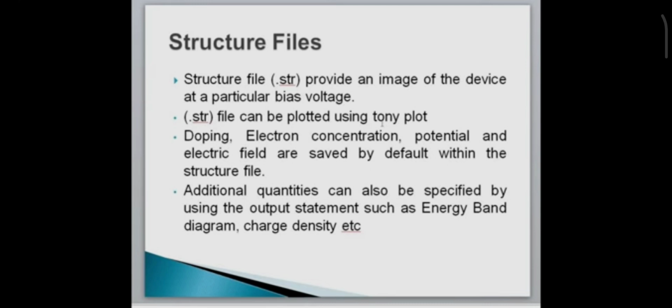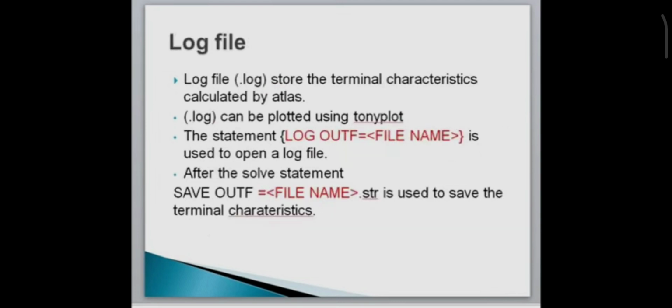Several quantities are saved by default within the structure file, such as doping, electron concentration, potential and electric field. Additional quantities can also be specified by using the output statement, such as energy band diagram, charge density, etc. In the next slide, we will talk about the log file.